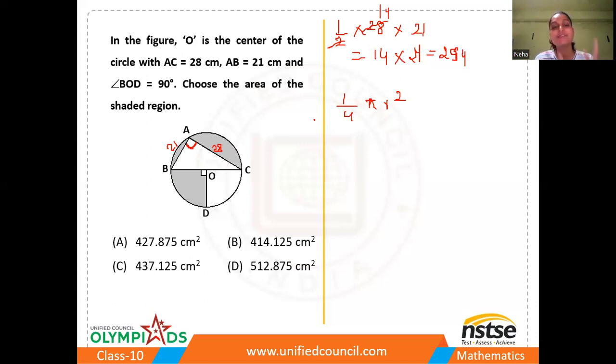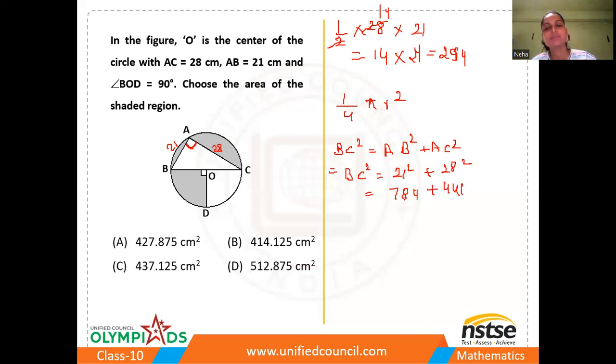But for this, first I need the radius. Okay, so how can I find the radius? Okay, so triangle ABC is a right angle triangle. That means BC is the hypotenuse, right? So here I can put the Pythagoras theorem. So BC square is equal to AB square plus AC square, right? So BC square, this I have to find. AB is 21, so this is 21 square and this is 28 square, right? So 21 square is 441 and 28 square is 784.